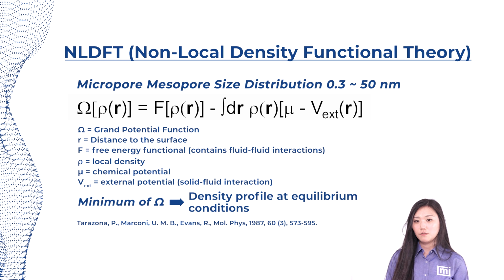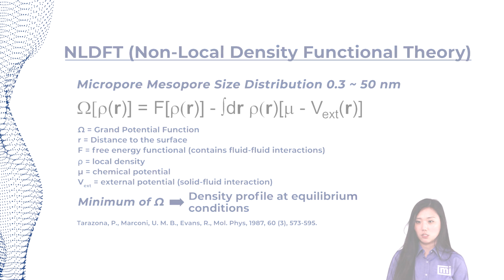The grand potential functional, called omega, is the combined potential of the whole system, including the free energy functional, which is the fluid-fluid interaction, the external potential, which is the solid-fluid interaction, and the chemical potential, which are dependent on the distance r. By minimizing the grand potential, the local density rho can be calculated at each possible distance from the pore wall, and we can finally have the density profile at the equilibrium conditions.